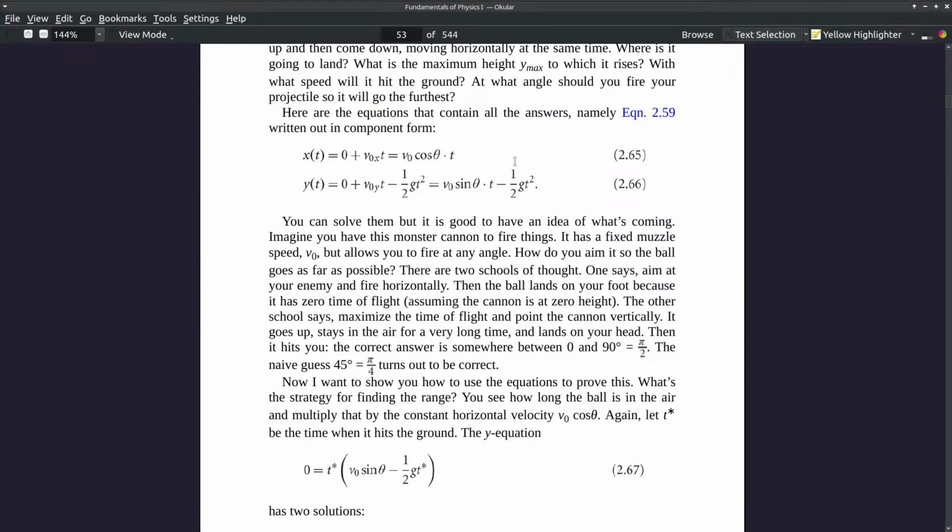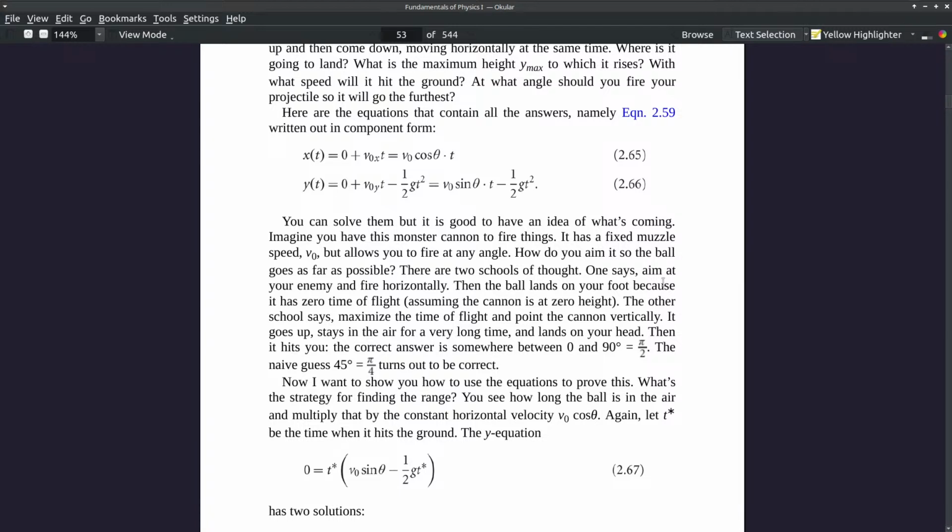You can solve them, but it is good to have an idea of what's coming. Imagine you have this monster cannon to fire things. It has a fixed muzzle speed, v0, but allows you to fire at any angle. How do you aim it so the ball goes as far as possible? There are two schools of thought. One says aim at your enemy and fire horizontally. Then the ball lands on your foot because it has 0 time of flight, assuming the cannon is at 0 height.